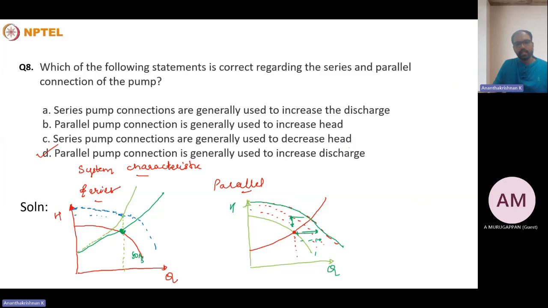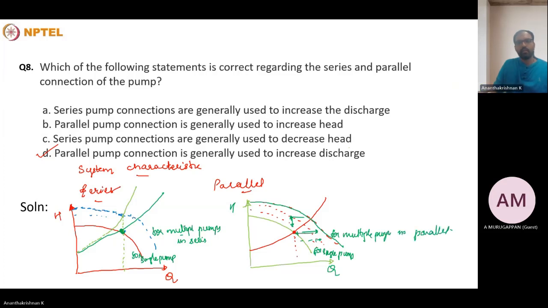This is for a single pump. This is for multiple pumps in series. Similarly, this is for a single pump. This is for multiple pumps in parallel. This is the system line, the system characteristic. This is the pump characteristic. Similarly, this is the pump characteristic. And these are system characteristic lines.